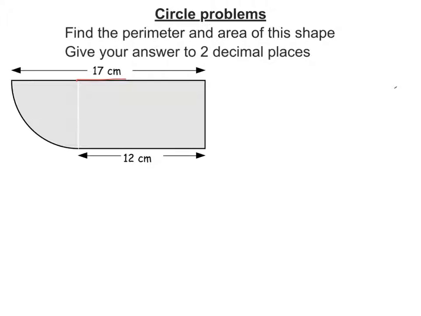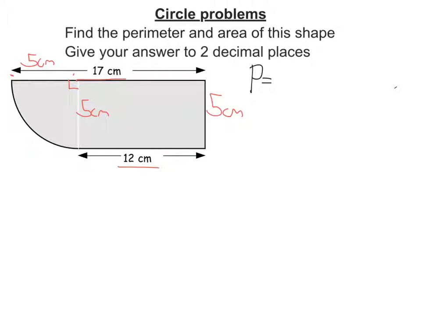This one's 17, that one's 12 centimetres. So the difference between them must be this amount here, which is 5 centimetres. And that's the radius of this quarter circle. So if that is 5 centimetres, this is 5 centimetres, and this one is 5 centimetres. So we're going to work out the perimeter.